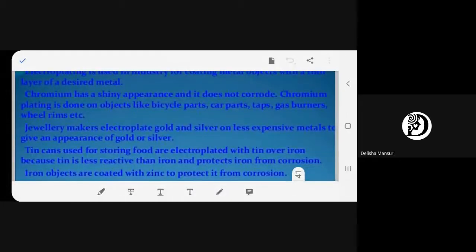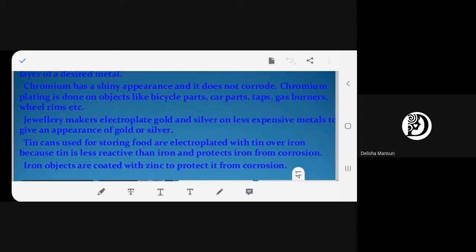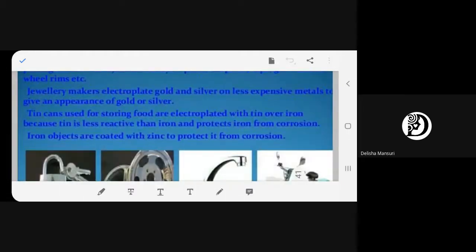So we are using electroplating in tin cans also. We are electroplating iron with tin. The last one is that iron objects are also coated with zinc. The handle of a bicycle has a zinc coating, I hope you know that. Again, it is so as to protect it from rusting or corrosion.